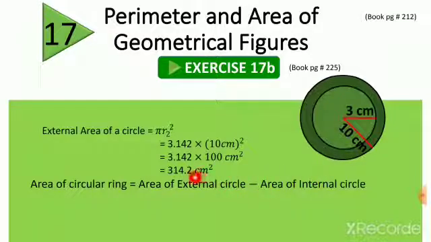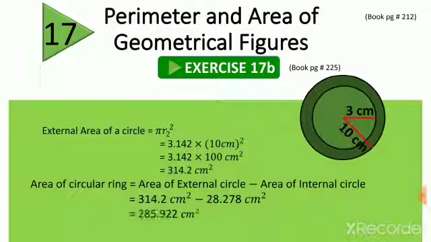Now to find the area of the circular ring, we have to subtract the area of the internal circle from the area of the external circle. So put the values of both. By subtracting, we have got 285.922 centimeter square.